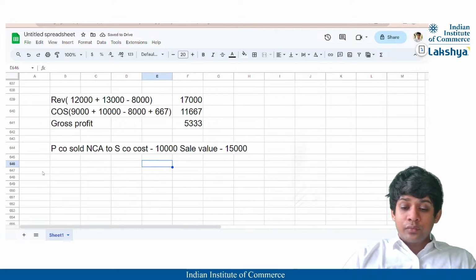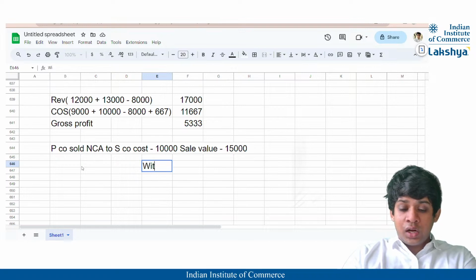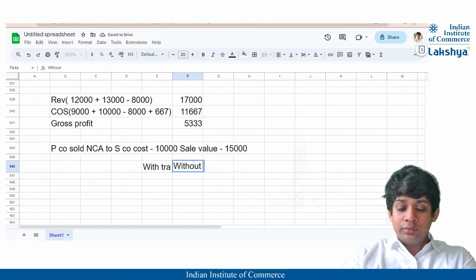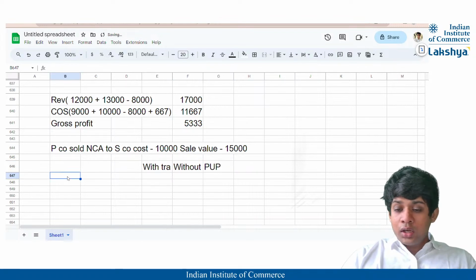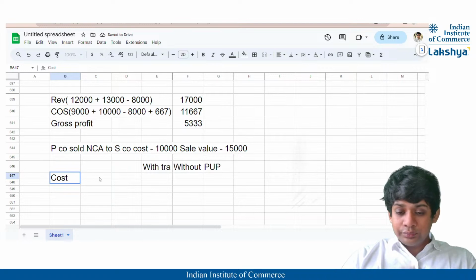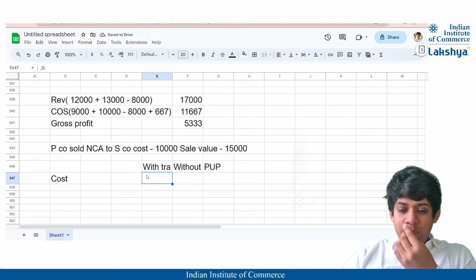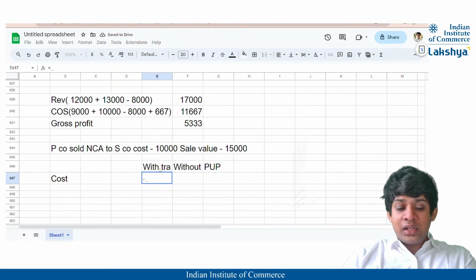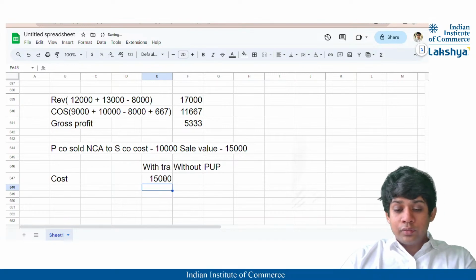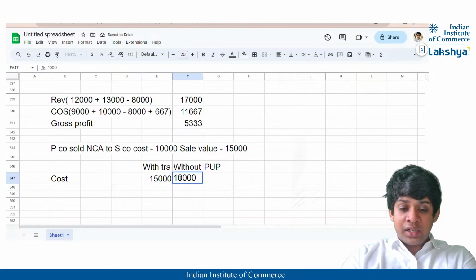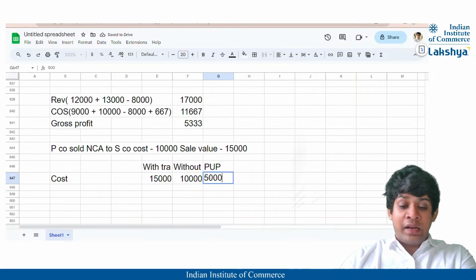So here, we'll state what is with transfer, what is without transfer, and lastly the PUP adjustment that we are supposed to make. Firstly, we will have our cost. What is going to be the cost here, guys? With transfer, it is sold at 15,000. Without transfer, the cost is nothing but 10,000. Thus, the PUP is going to be 5,000, right?